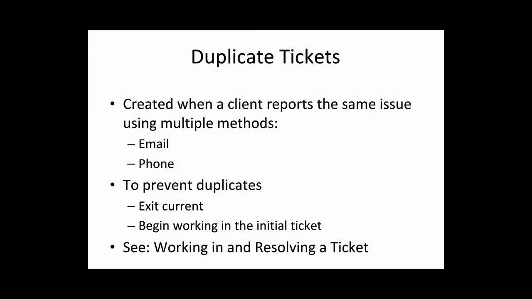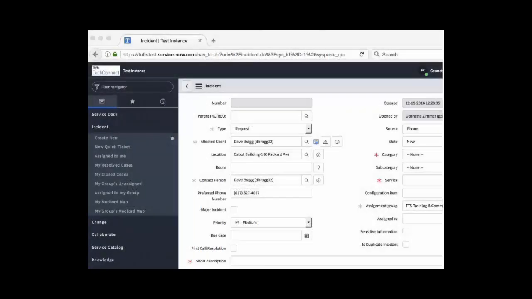If you discover a ticket for this issue was already created, exit the current ticket and work in the initial one. The module Working in and Resolving a Ticket provides details on what to do if the duplicate ticket is created. One final note about the affected client. There will be times when the person you are working with is not the affected client. If this is the case, be sure to go into Contact Person and change it to the person you are discussing the issue with.